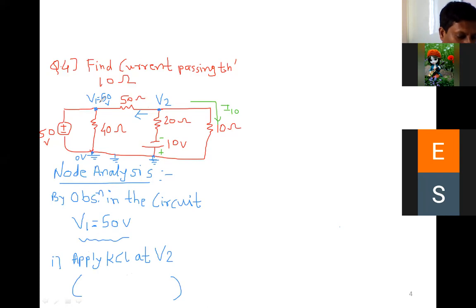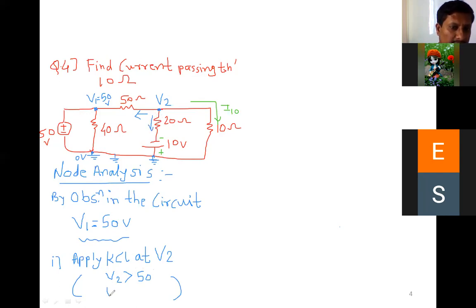Don't take V1 again. Variable, we already know it is 50. Many students take V2 is greater than V1, and in the equation they mention it like this only. But the V1 value we already got, that is 50. V2 is greater than 50. You can write directly, don't write V1. So you can directly take 50. And here you can take V1, that is also okay.